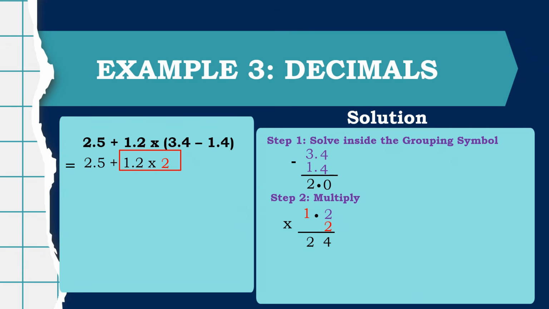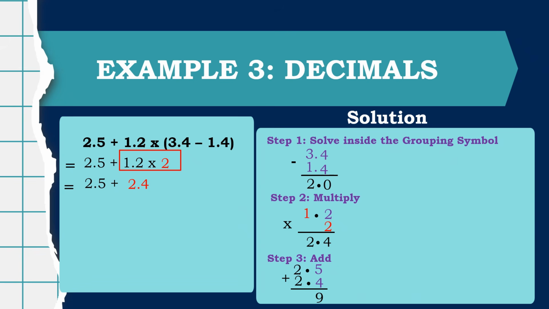Then count the decimal places in our factors. So in this example, we are just having one decimal place in our factors. So our answer is 2.4 or 2 and 4/10. Then, last step is we are going to add. So 2 and 5/10 added to 2 and 4/10. So align the decimal point.